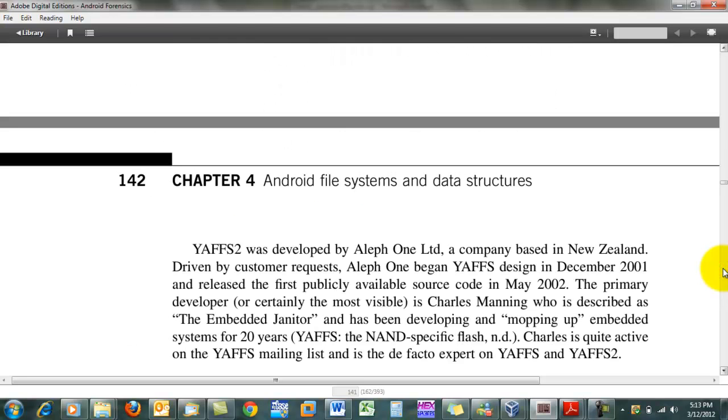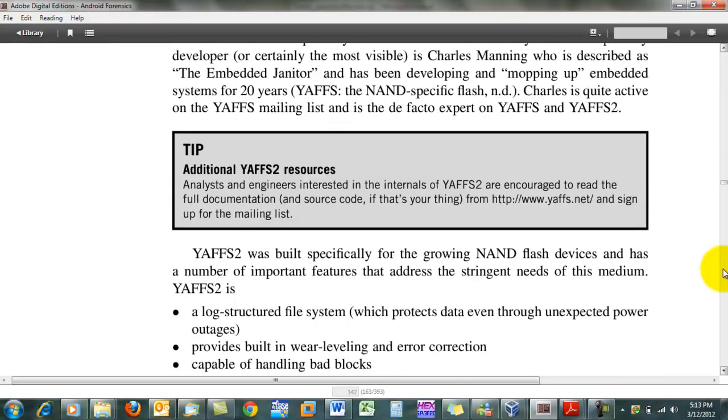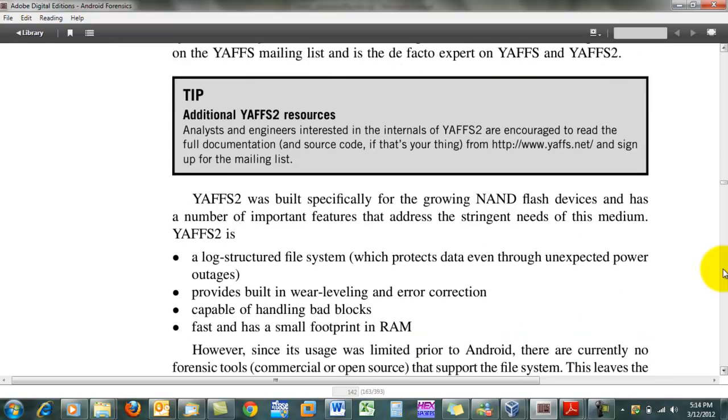This file system is used on the NAND flash device, and we're going to look at what's so great about it. So why was YAFFS2 selected for the Android operating system, at least for 2.3 and below? Why are we still covering this? Because quite a number of Android devices are still on 2.3. Most of the Android 4 devices use the ext4 file system for the NAND flash device. So back to YAFFS2.